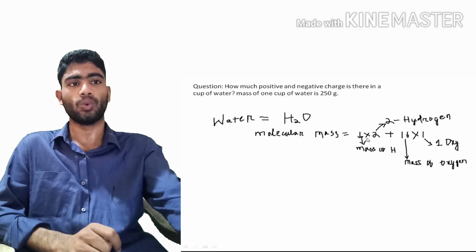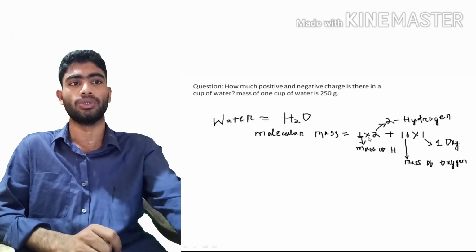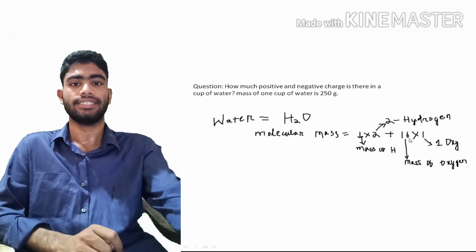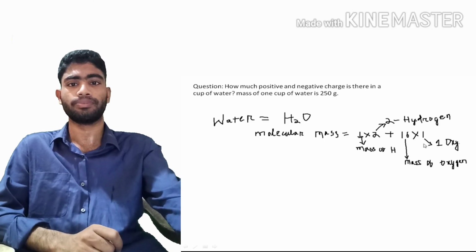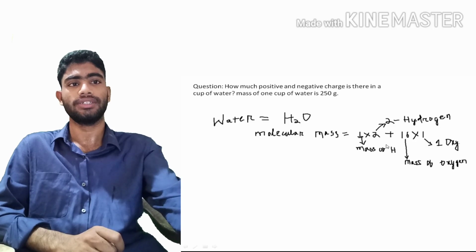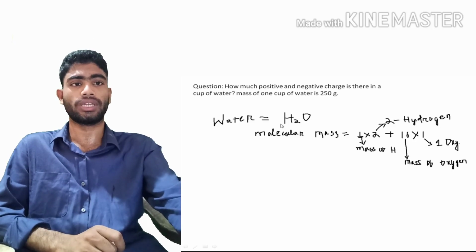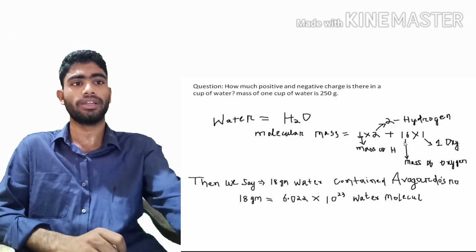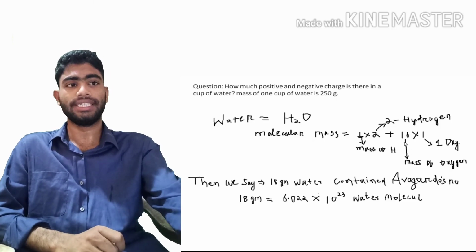That's why I put 1 into 2, meaning the mass of total hydrogen is 1 into 2 equal to 2, plus the mass of oxygen is 16 into 1 oxygen. That's why 16 into 1. So we will get the total mass of the water equal to 18 gram.